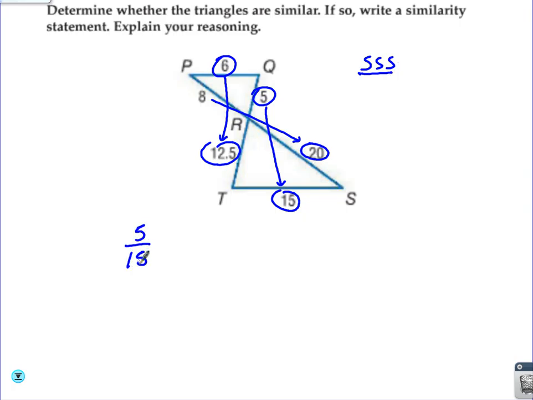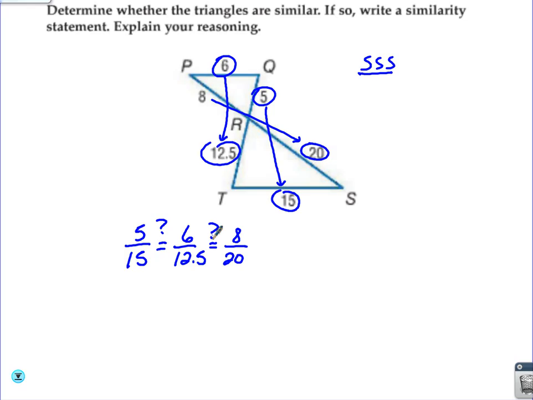5 goes with 15. 6 goes with 12.5. 8 goes with 20. In order to be similar, those 3 must be proportional. They're not, by the way. These two triangles are not similar.